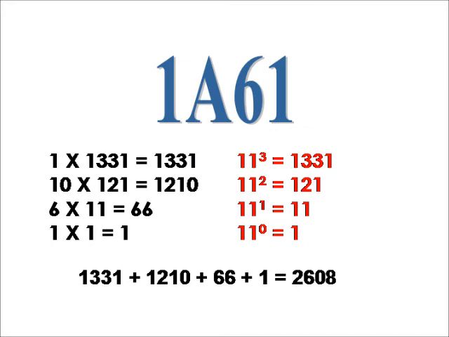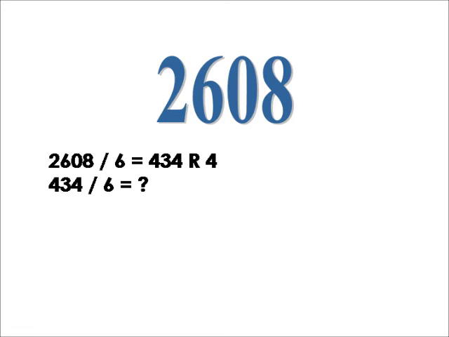So let's take 2608, and now we're going to convert it to a base 6 number using our series of long divisions. So the first thing we're going to do is take 2608 and divide it by 6. You can use a calculator for this one. 2608 divided by 6 is 434, and we have a remainder of 4. Now we're going to take our result, 434, and we're going to divide that by 6, and we will get 72 with a remainder of 2.